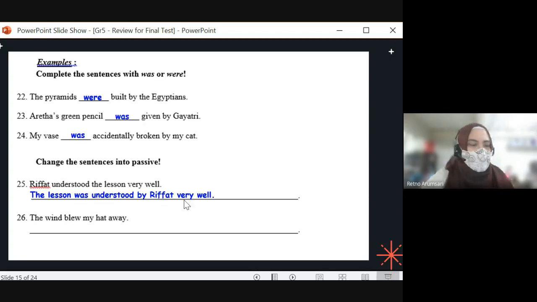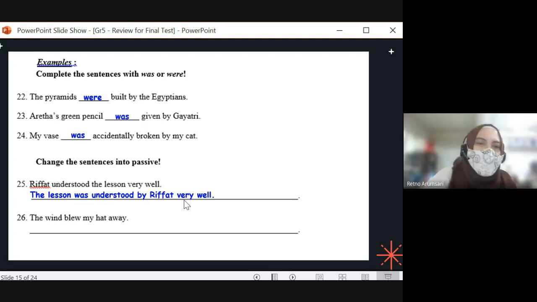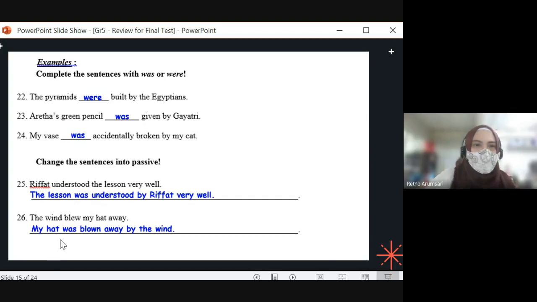And then, how do you change it into a passive sentence? My hat was blown away by the wind. Well done, Rumaisa. Yes, the object is my hat. Blue is the verb to of blow. And what is the verb to of blow? It is blown. Like that. Okay?